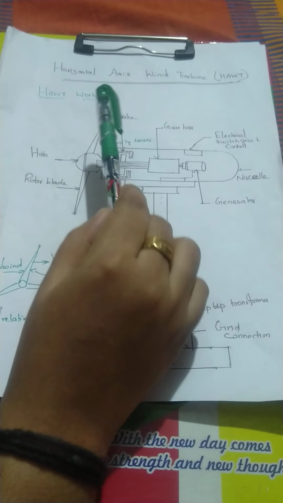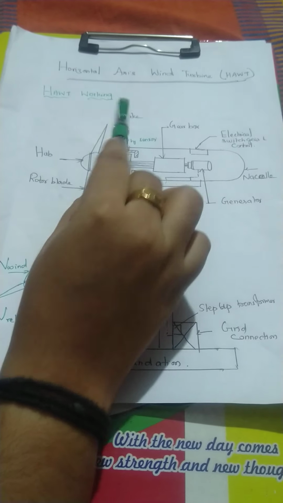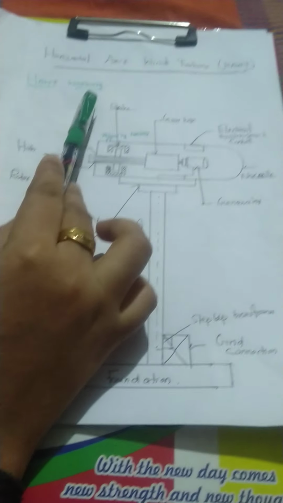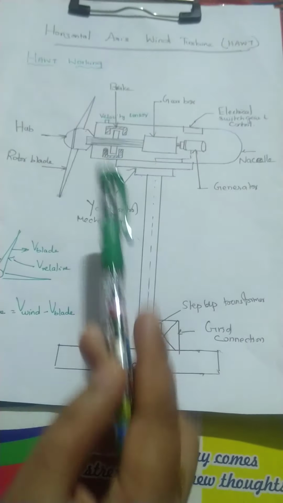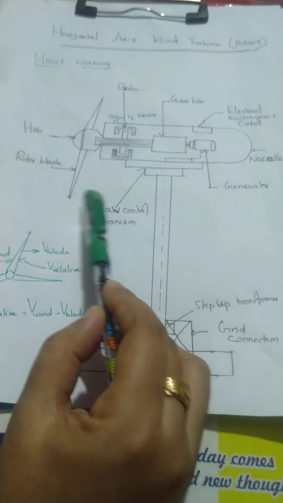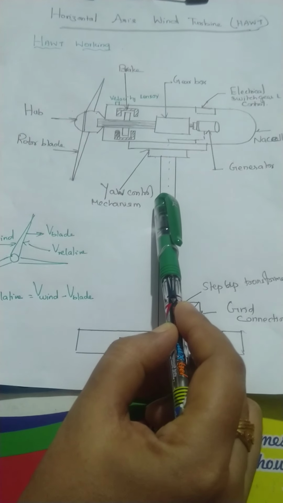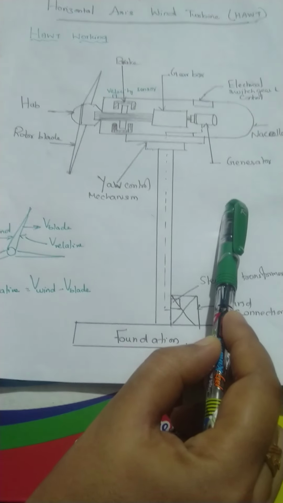Welcome back students. Last video we discussed the components of a horizontal axis wind turbine. In this session we will see the working of a horizontal axis wind turbine. Today's wind turbines are capable of converting a great amount of energy in the wind into electricity.